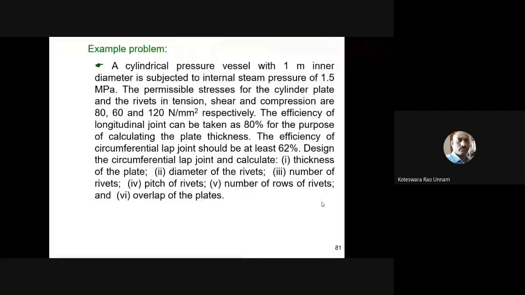We discussed how to design the circumferential lap joint for a boiler shell. Now we will consider one problem on that and discuss it first, then we will move on to the next topic. First note down this problem, then we will discuss the solution. After that we will go for eccentrically loaded riveted joints.